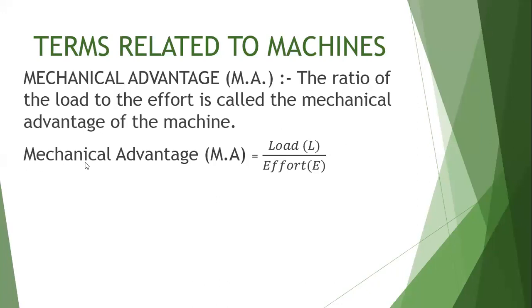So if I want to categorize a machine, like is it a force multiplier? Is it a gain in speed? Then we need to find the MA of that machine. Understand, the MA of a machine is useful for categorizing the machine. We can categorize whether this is a force multiplier, or a gain in speed, or only a change in direction of force.